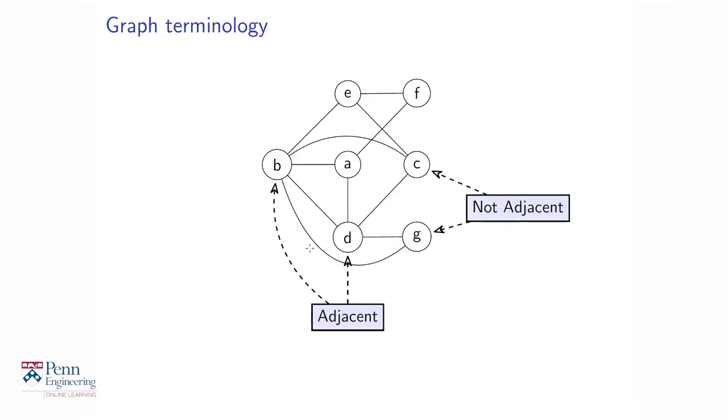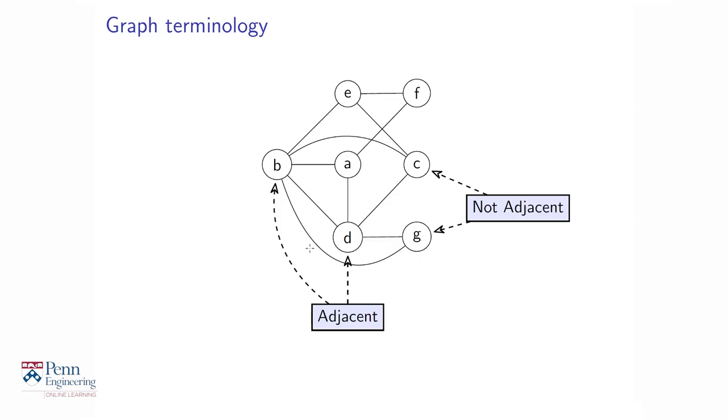Two vertices that are joined by an edge are called adjacent. So in this picture, the vertices B and D are adjacent because there is an edge between them if you look at the picture. The vertices C and G are not adjacent because there is no edge between them.